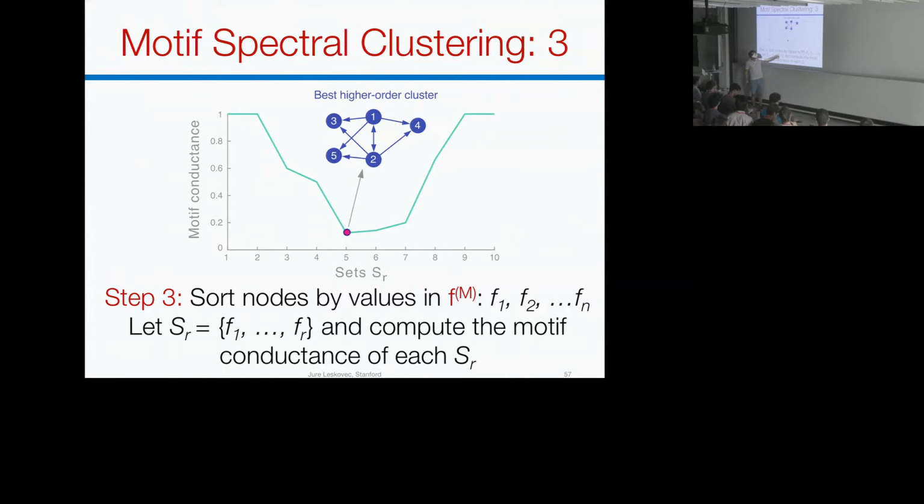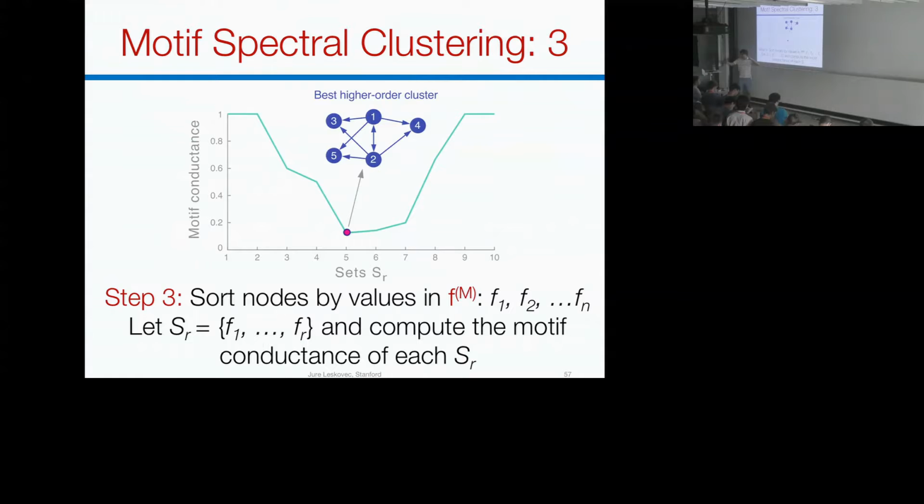I will order the nodes in terms of their values in the Fiedler vector, right? So I will take the one with the largest value assigned by the Fiedler vector to the left, and then the second largest, third largest, and so on and so forth, right? So I just order the nodes according to the values assigned to them in this vector F.